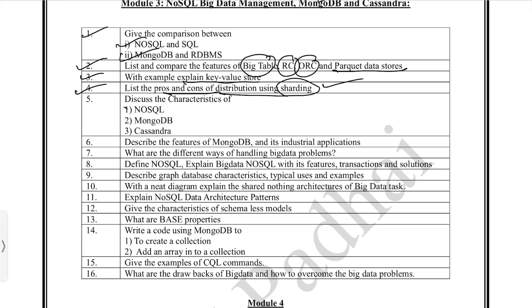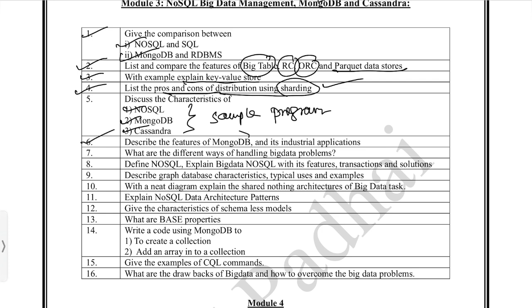Already mentioned. NoSQL, MongoDB, Cassandra characteristics you have to mention with one sample program also, because if you mention all these things with a program, then you are getting the maximum marks. Okay, in this way only you have to score in this paper.